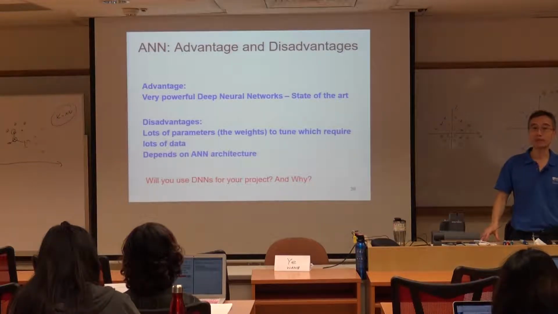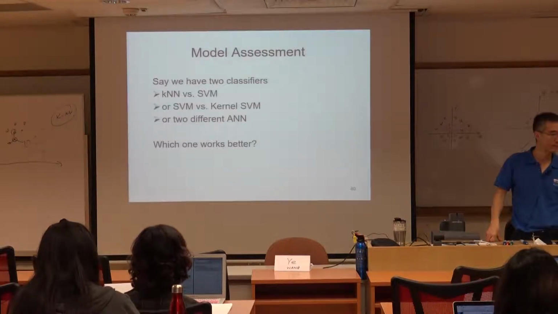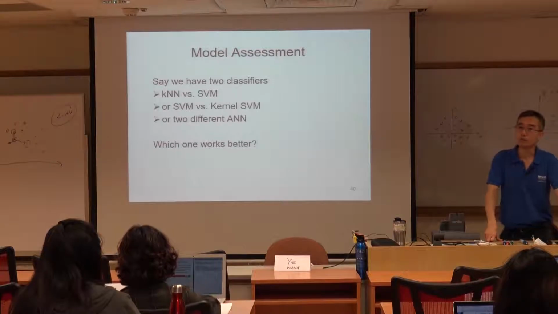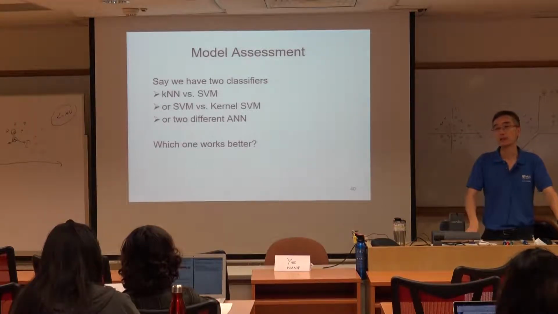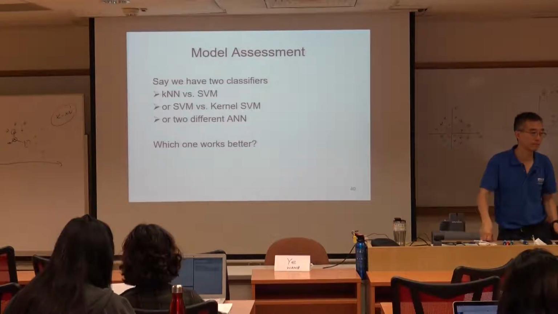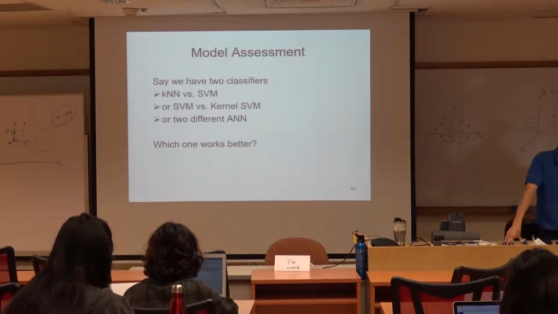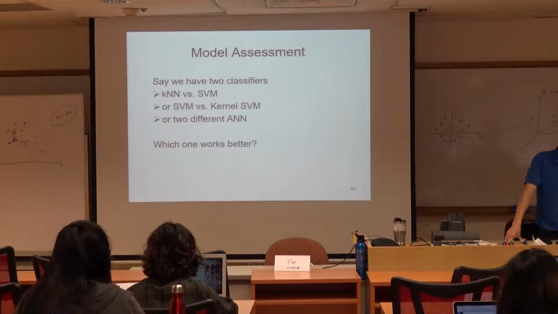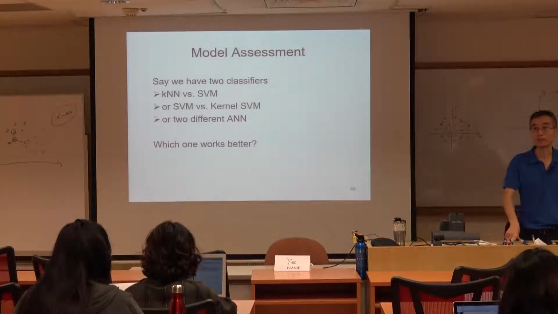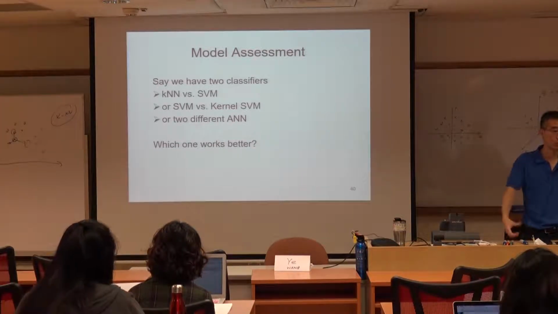Anyway, I very much like this kind of active discussion and interaction. Now, we discussed a few different machine learning methods and models. How do we assess the performance of a particular model? Say we have two classifiers, like k-nearest neighbor and SVM, or SVM compared to kernel SVM, or two different artificial neural networks. So which works better?